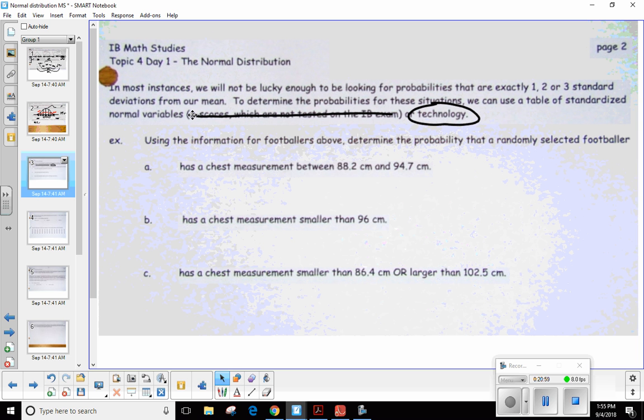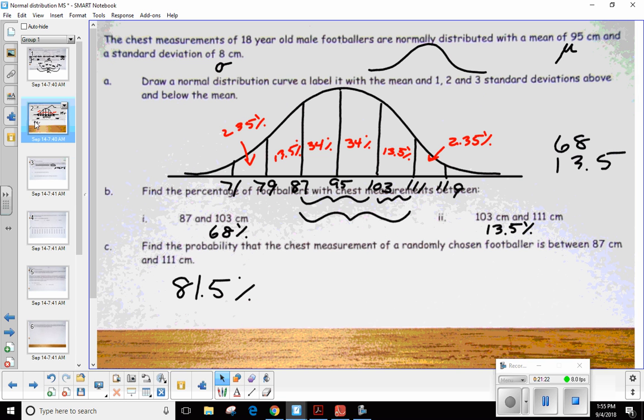What was my mean? It was 95. And what was my standard deviation? It was 8. Using that information from above, determine the probability that a randomly selected footballer has a chest measurement between 88.2 and 94.7. Let me call them back over here.